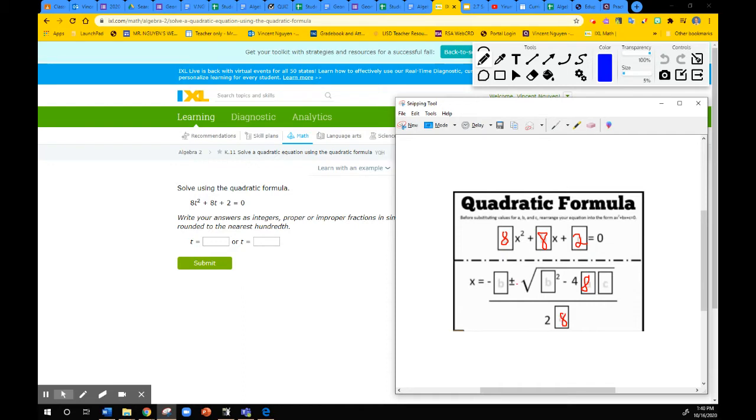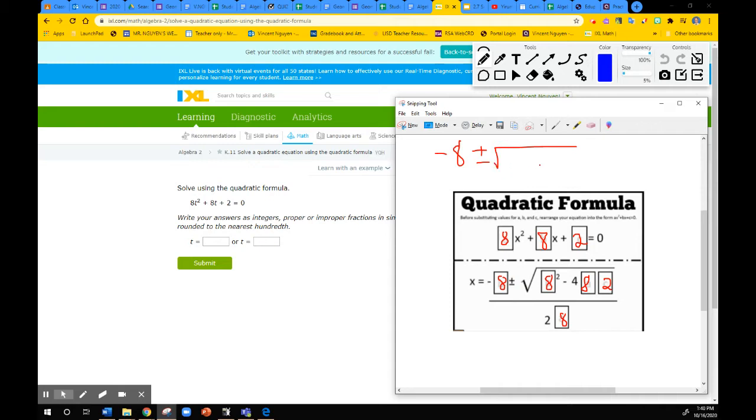So it's negative B plus or minus the square root of B squared minus 4 times A times C, all divided by 2 times A, okay? So my B value is 8, which is positive. So I'm going to put a positive 8 in here. And my C value is 2. So I put 2 in here. So you have this, and you want to simplify this, right? So this right here is still negative 8, right? So this is going to be negative 8 plus or minus the square root of.